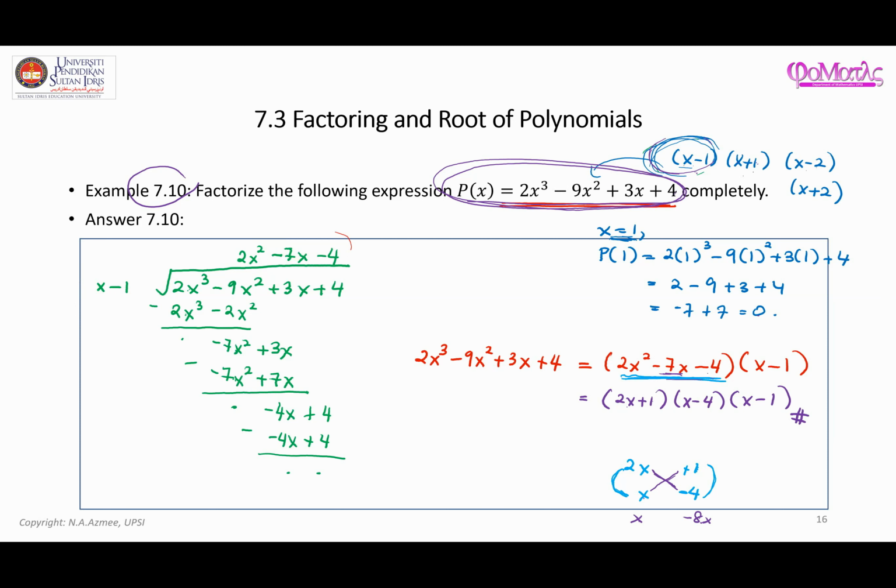Complete the long division process, make sure the remainder is 0, and this quotient times divisor will be another way of expressing the polynomial function. So this is quotient and divisor, and then you can see that this can be further factorized into two components here. So once you have managed to get all that sorted out, then that is the answer to the example 7.10.